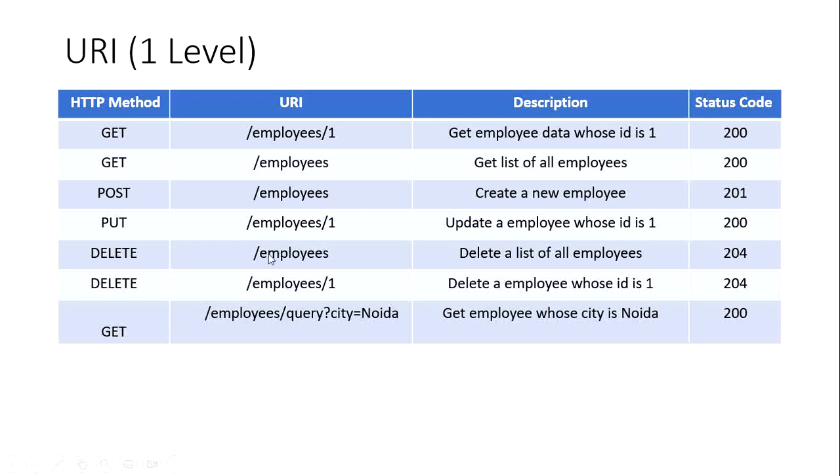Similarly, DELETE. If I want to delete all the employees, just /employees, just consider the DELETE HTTP method. If you want to delete only one employee whose ID is 1, just /employees/1. Here the status code is important. This is 204. Similarly, query parameters, where query parameters are famous. For example, I changed slightly: I have added /query. This is optional, but just to differentiate from the other URIs, I added /query?city=Noida. That means I want to fetch the list of employees who are residing in Noida. Their response status code is also 200.